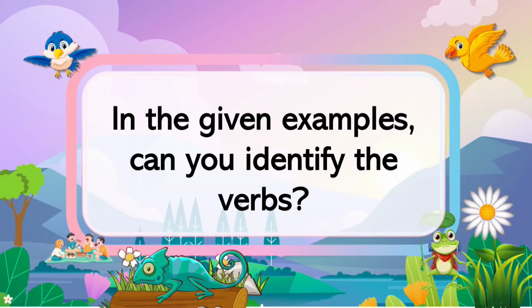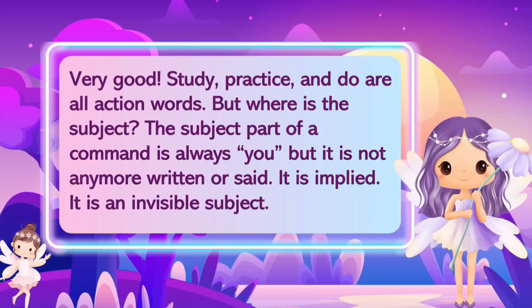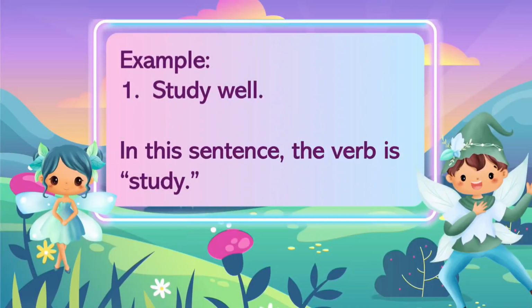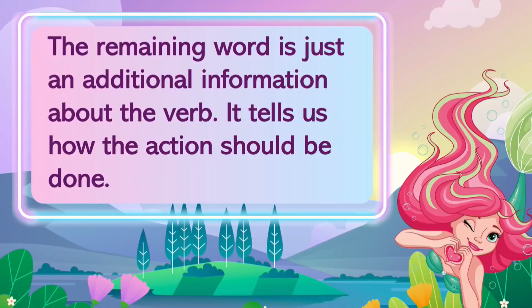In the given examples, can you identify the verbs? Very good. Study, practice, and do are all action words. But where is the subject? The subject part of a command is always you, but it is not written or said anymore. It is implied. It is an invisible subject. Example, study well. In this sentence, the verb is study. The remaining word is just additional information about the verb. It tells us how the action should be done.